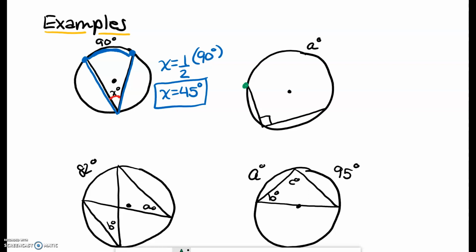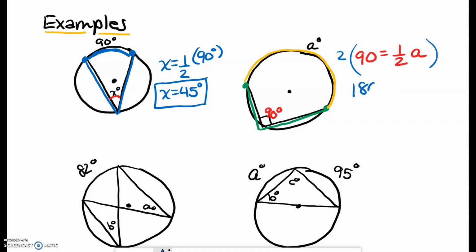Okay, here is my angle, and here is my intercepted arc. If I join the endpoints of my angle, right? If this is 90, 90 is half of the measure of my arc. So 90 equals half of A. So what is A going to be? Well, if I multiply both sides of this by 2, I get 180 degrees equals A. So that's the answer there.